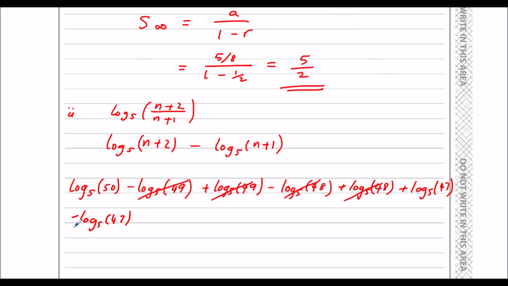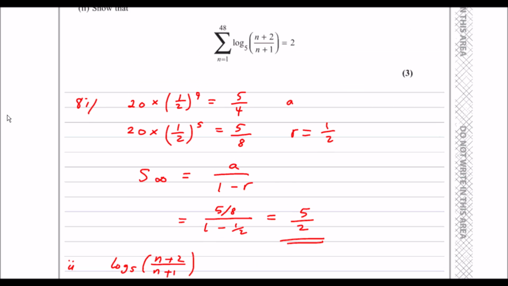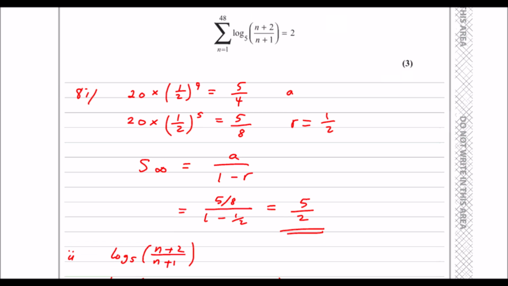We'll have this one next. These two are going to cancel. And so they're all going to cancel, apart from the very last one, which will be log 5. So let's start a few before the end. So let's start with 2.